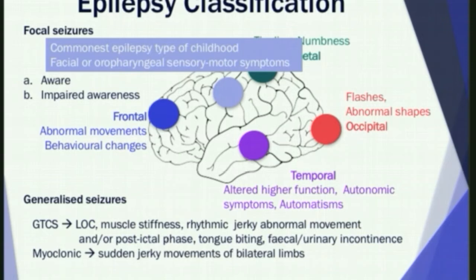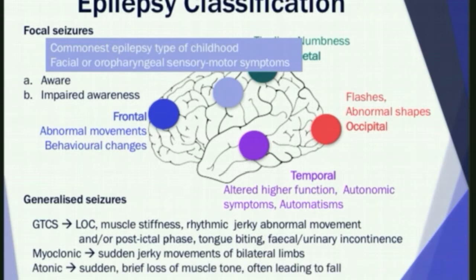The other important type is myoclonic seizure. This is a sudden jerky movement of bilateral limbs. It's important that it's bilateral because that means that this is abnormal activity in both hemispheres, and this is why it's classified under the generalized seizures.